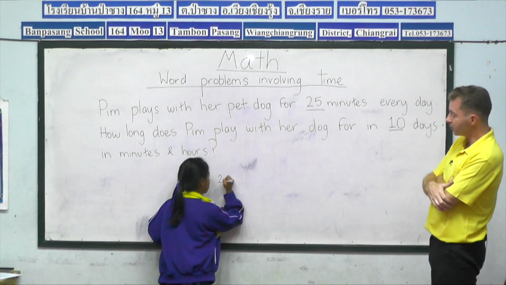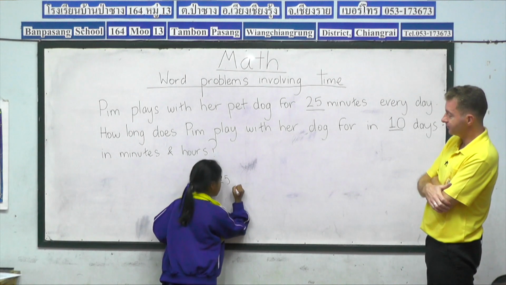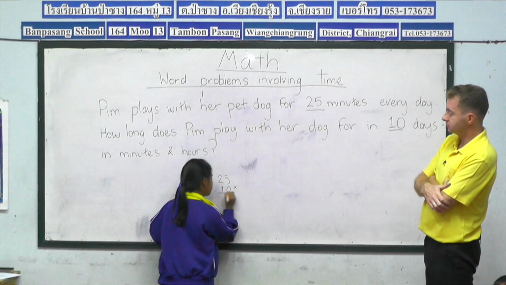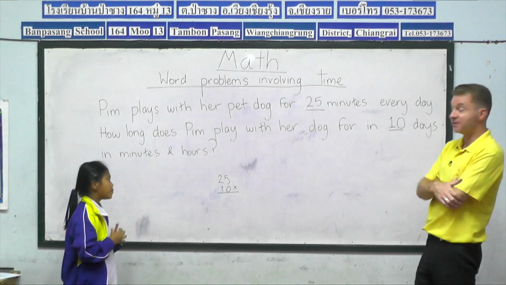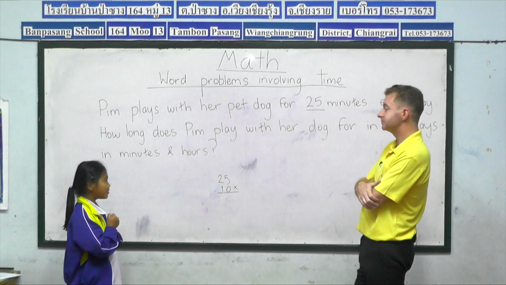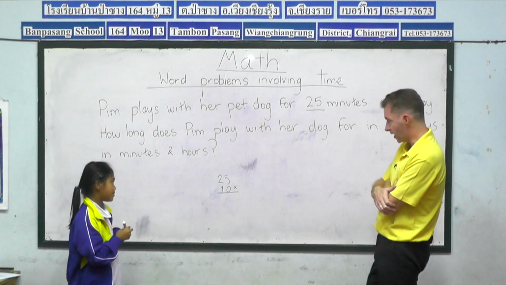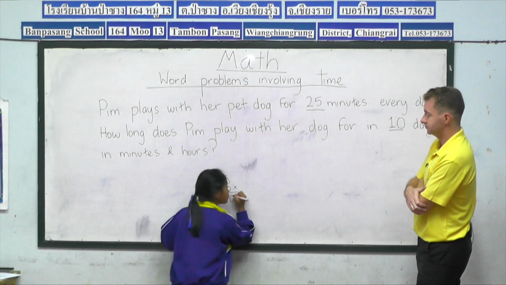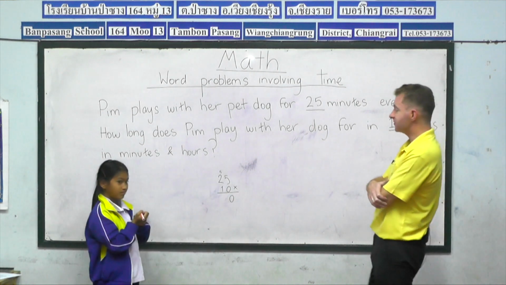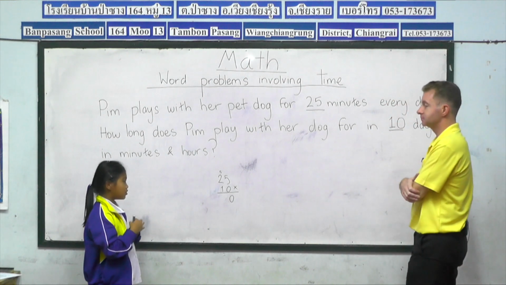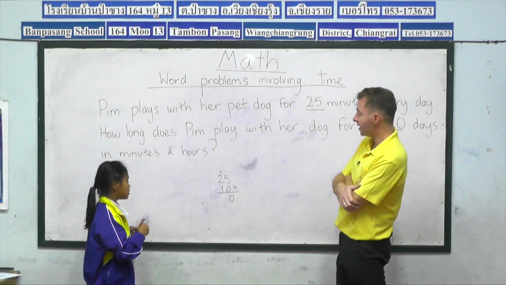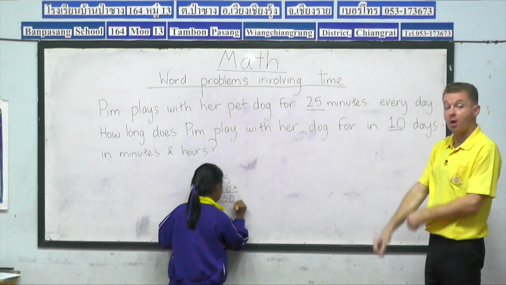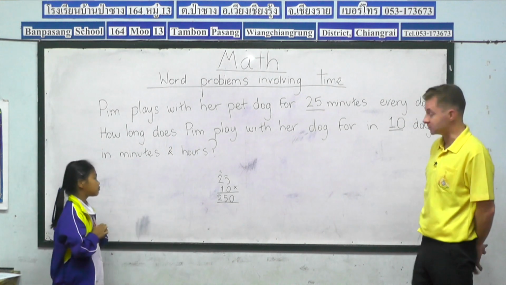So let's do the multiplication calculation first. 25 times 10. Okay, so 10 times 5, 50. Correct. Okay, and now 10 times 2, 20 plus 5, 25. Okay, so now we know the total amount of minutes over 10 days.